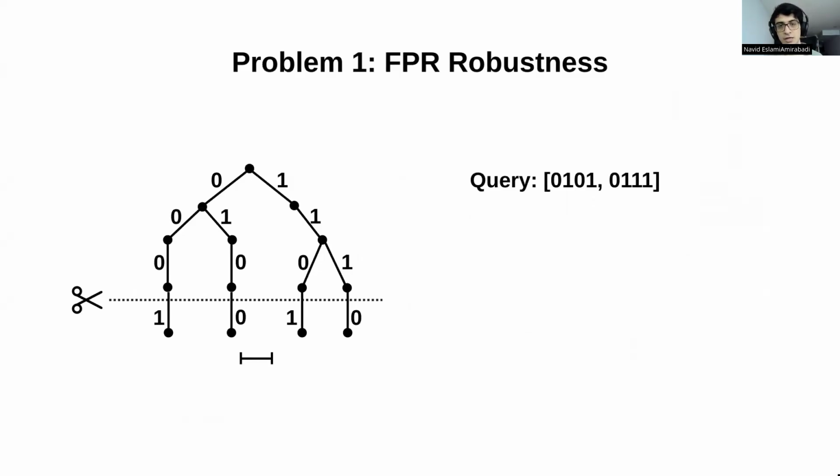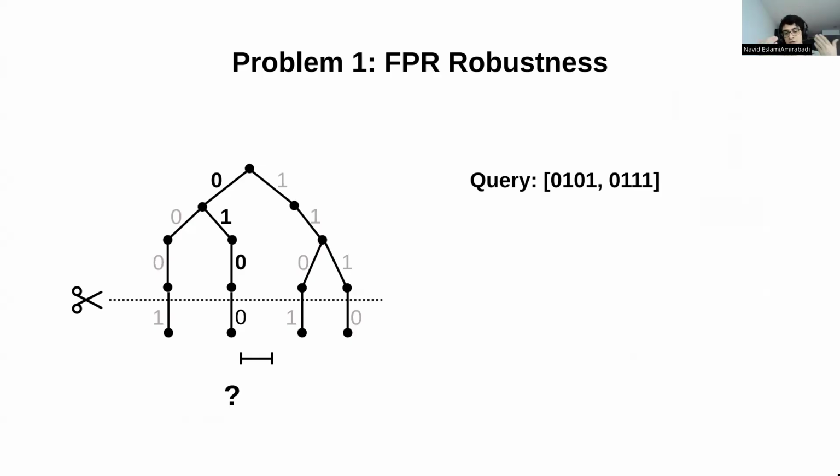The first problem is that of false positive rate robustness. There are certain workloads where SuRF does not provide any guarantee whatsoever. And one can see this in the example that I've outlined right here. If you have a query 0101 to 0111, this query corresponds to this small range that I've drawn here under the trie. And if you look at it, you'll see that the left endpoint matches this path on the trie right here. So the first 3 bits fully match the untruncated part of the trie, but the last bit does not match the path, the part of the trie that was truncated.